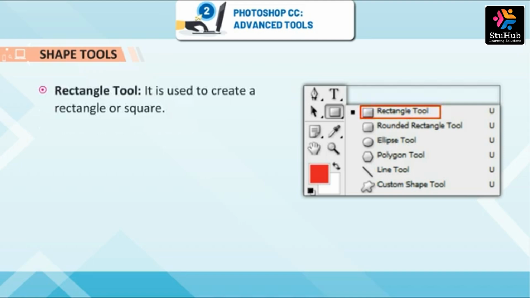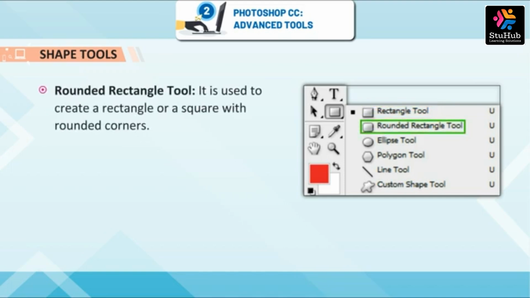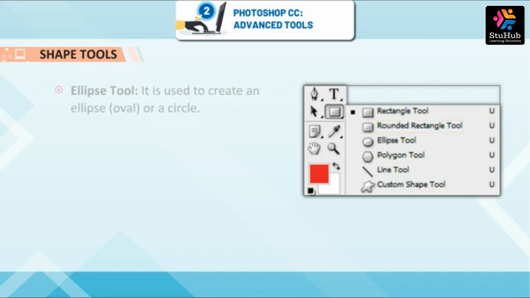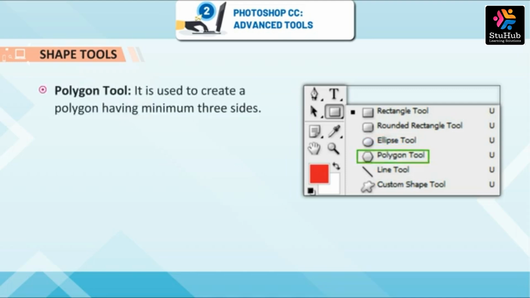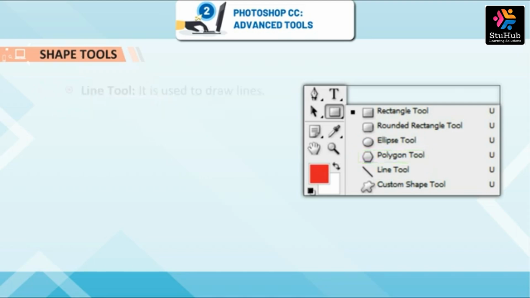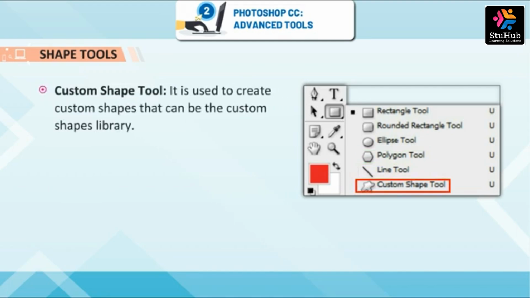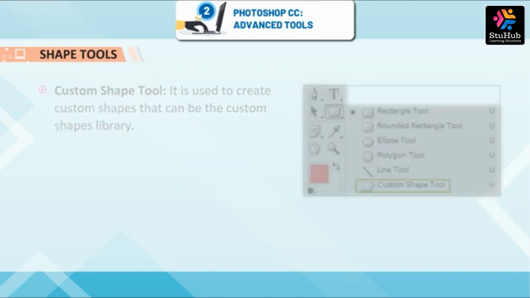Rectangle tool. It is used to create a rectangle or square. Rounded rectangle tool. It is used to create a rectangle or a square with rounded corners. Ellipse tool. It is used to create an ellipse or oval or a circle. Polygon tool. It is used to create a polygon having minimum 3 sides. Line tool. It is used to draw lines. Custom shape tool. It is used to create custom shapes that can be accessed from the custom shapes library.